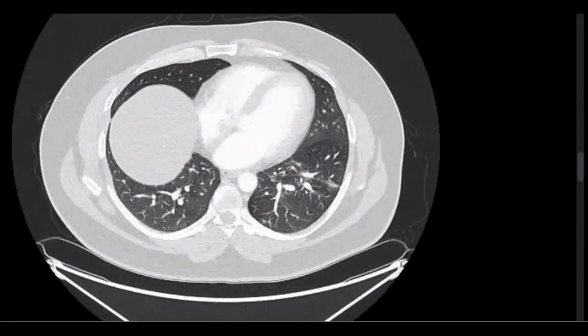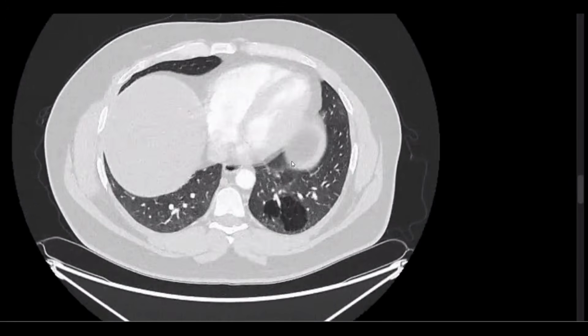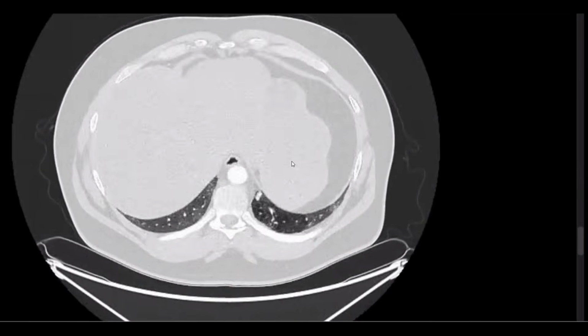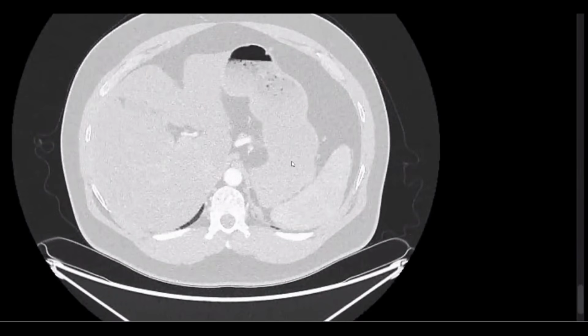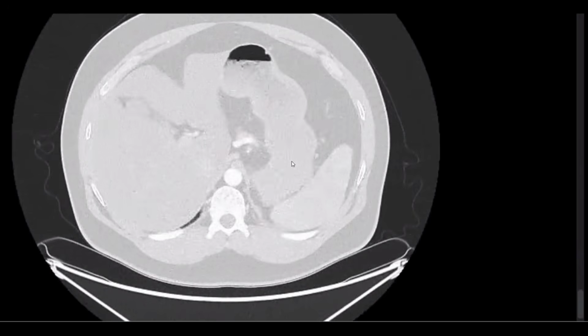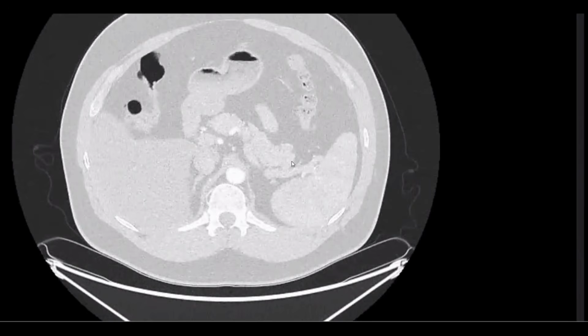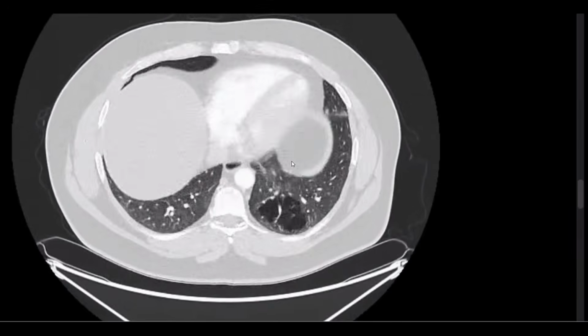Okay, this case is a middle-aged patient complaining of dyspnea, and the chest X-ray showed an abnormal density, abnormal opacity. We requested a CT scan of the chest. I am provided with the HRCT chest of a middle-aged patient.